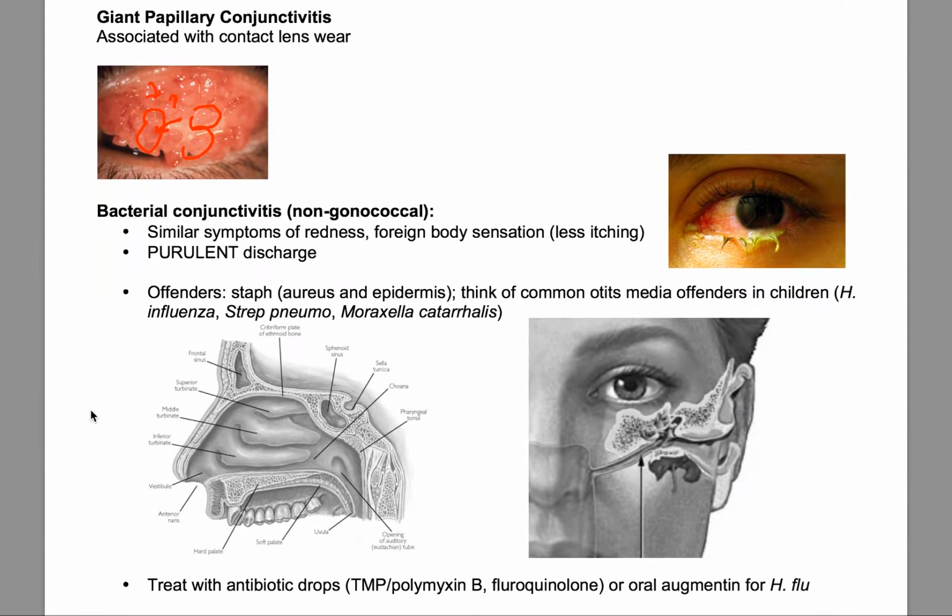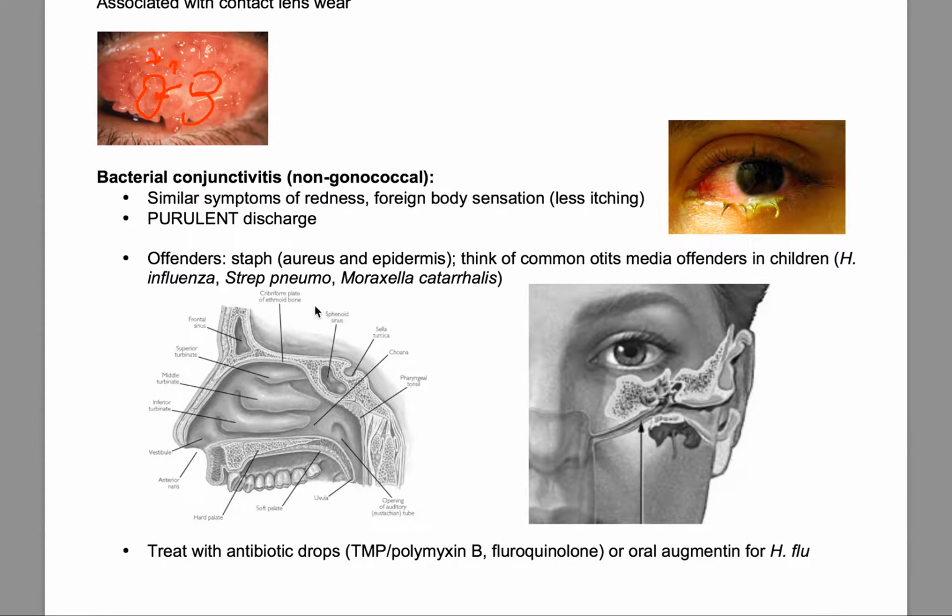Now, if a patient develops bacterial conjunctivitis, their picture is going to look a little bit different. They should have less itching, but since it's a bacterial infection, you may see purulent discharge. That's going to be a key feature. Now, the most common offender is going to be different species of staph. But in children, be aware that species of bacteria that commonly cause ear infection may also cause bacterial conjunctivitis.